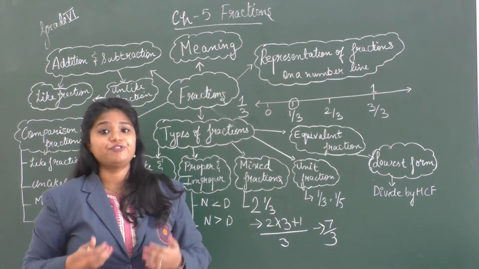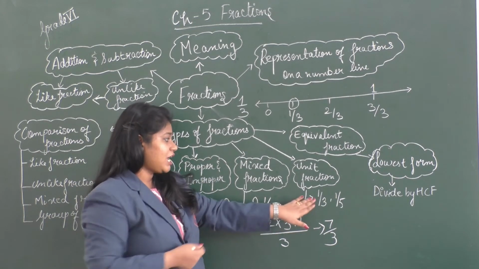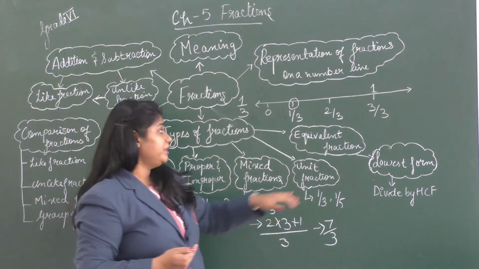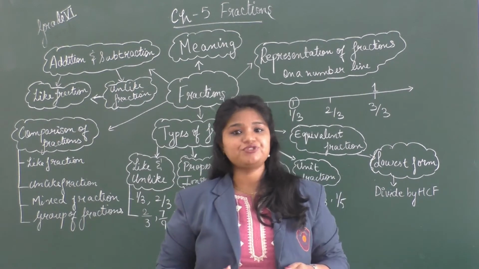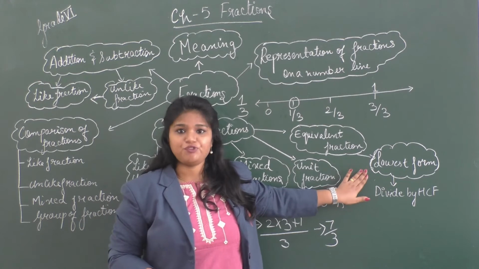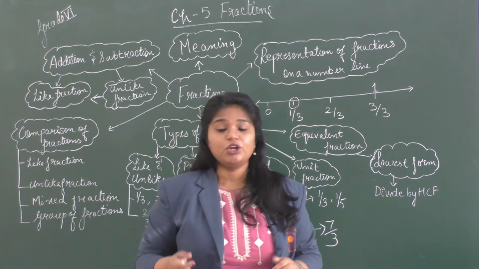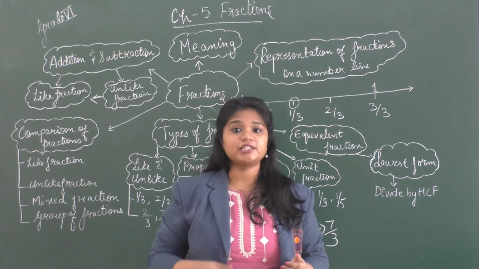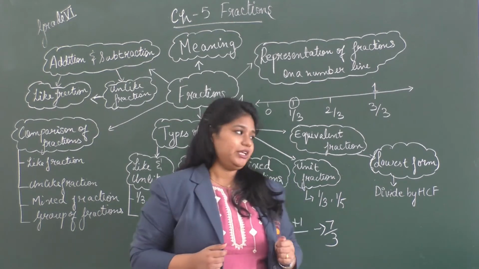Next we learned about unit fraction. What are unit fractions? The fractions which have the numerator as 1 are known as unit fractions. For example, 1 by 3, 1 by 5 are unit fractions. Next we move to equivalent fractions. Equivalent fractions are the fractions which represent the same part of a whole. Next we learned about lowest form, that is reducing a fraction to its simplest form. How is it done? We learned that when we have to reduce a fraction to its simplest form, we divide the numerator and the denominator by the HCF of the numerator and denominator.